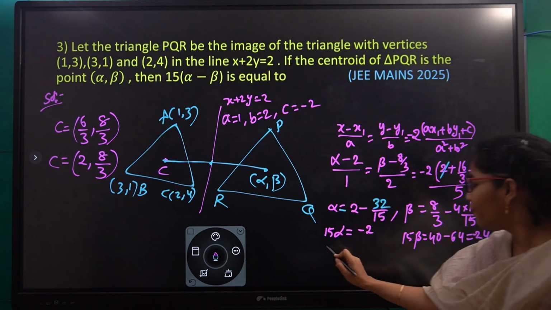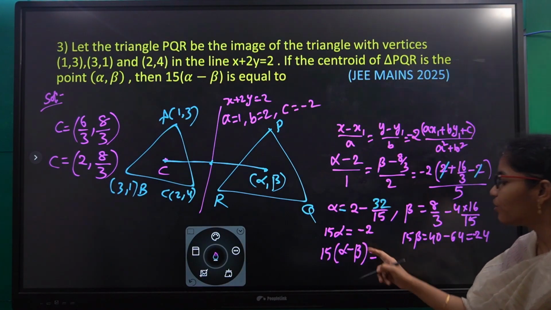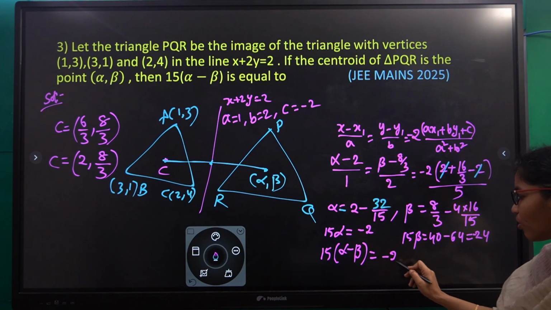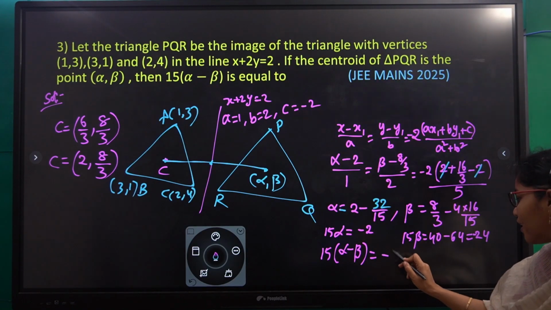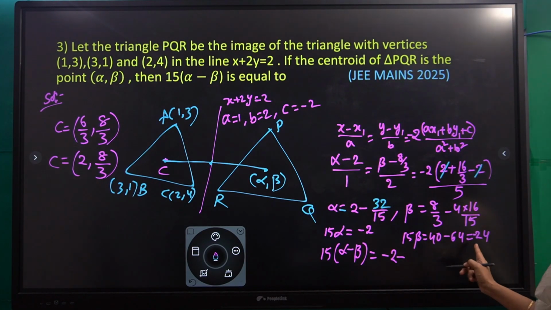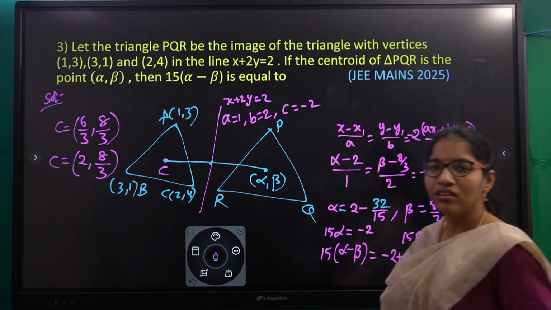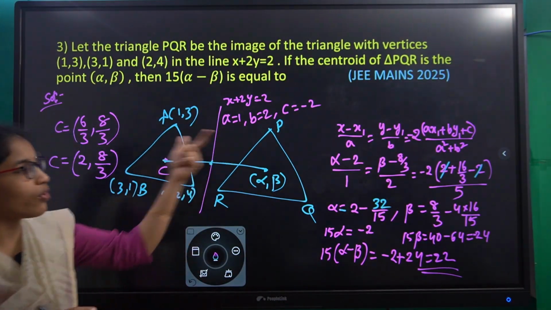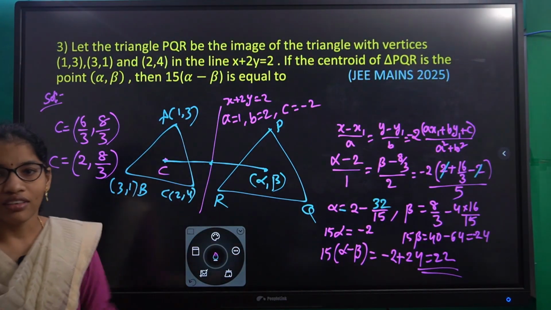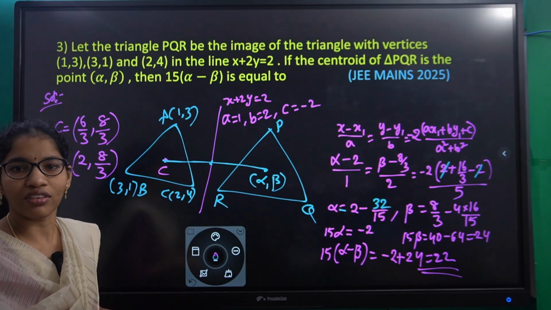Right? So now 15 into (alpha minus beta), which is equal to minus 2 minus 24. So which is minus 26? How much is it? 22. That's it. Clear? So like this, directly you can find by using the formula of image, the image of any point with respect to any line ax plus by plus c equals 0. Clear?